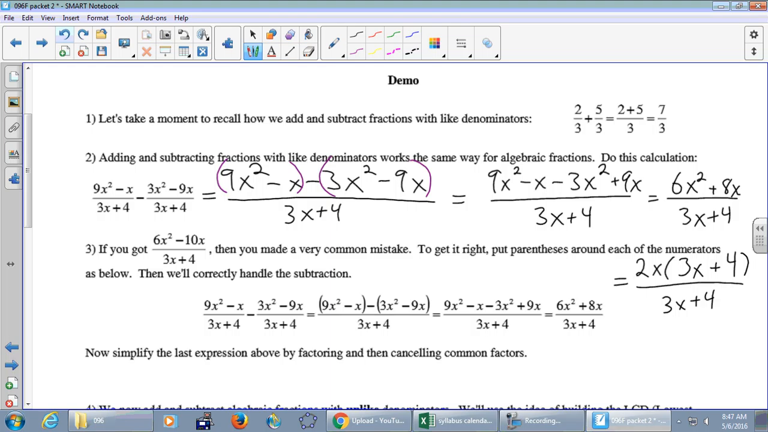And now that we're factored, is there anything we can cancel? The 3x plus 4, which is a carbon copy upstairs and downstairs. Technically, what do I have to replace the bottom with? With a 1, right? And we're not going to write it, but when you cross things off, they become 1s. So 2x over 1, which is just 2x.